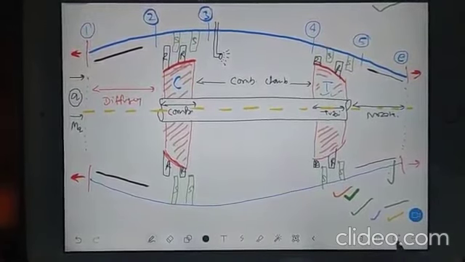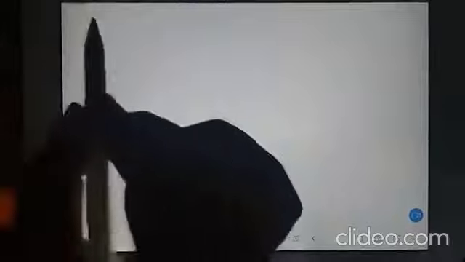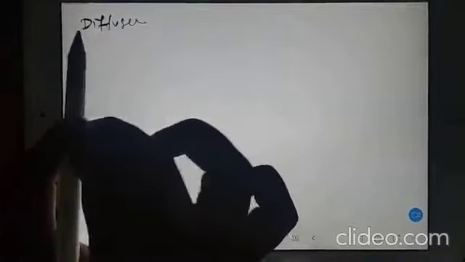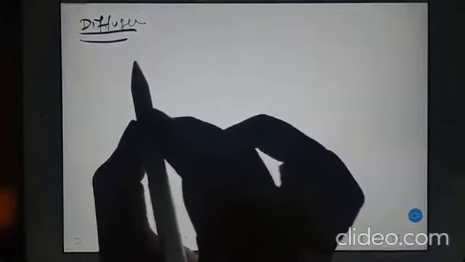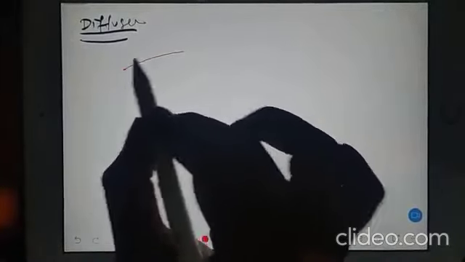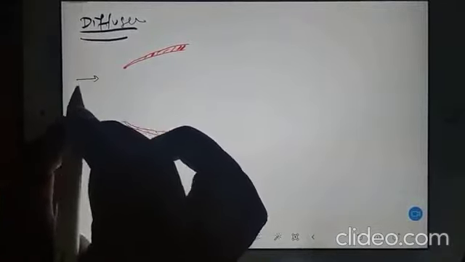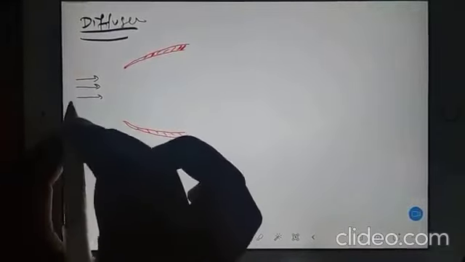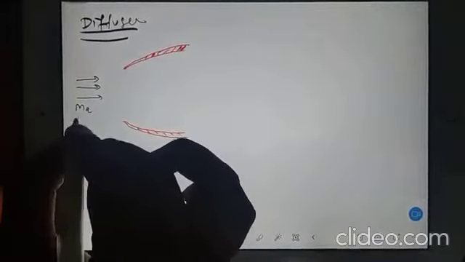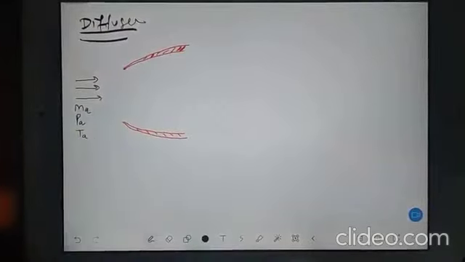Okay, I'll change the page now. Now we'll go one by one. So the first topic we are taking is the diffuser. What is the role of the diffuser and how does it work? I will draw a separate diagram for the diffuser alone. So this is my diffuser, the upper skin, and on this side the air is at Mach number MA, ambient pressure PA and temperature TA.